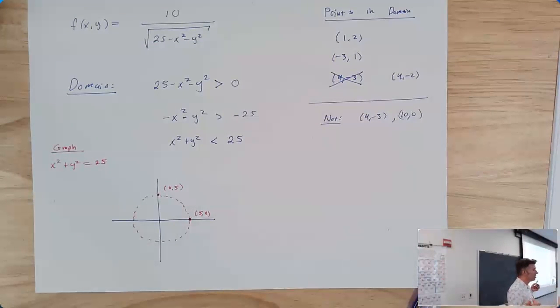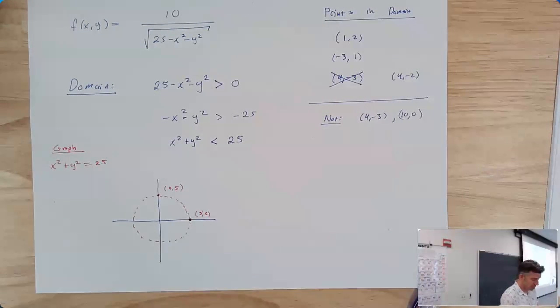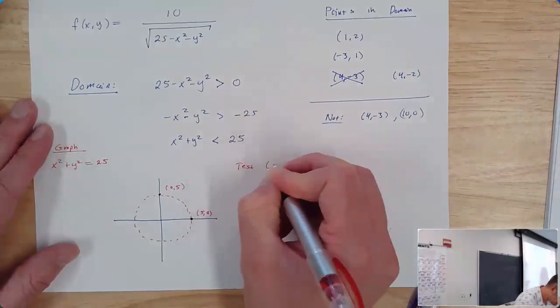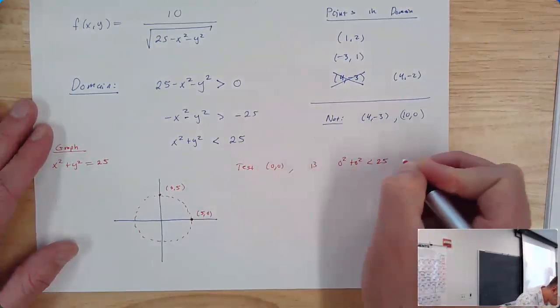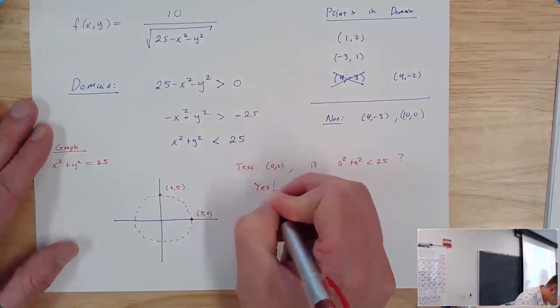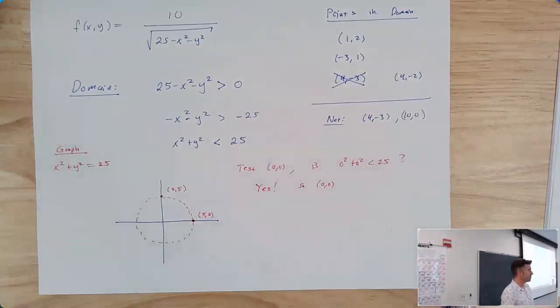We can always tell by testing a point. So test a point that you know is on the inside, any point that's on the inside of that circle. There's an obvious, easy choice. Test (0, 0). Does (0, 0) make this statement true? Is 0 squared plus 0 squared less than 25? Yes. So the point (0, 0), and everything that happens to be on the same side of the border as (0, 0), is in your domain.